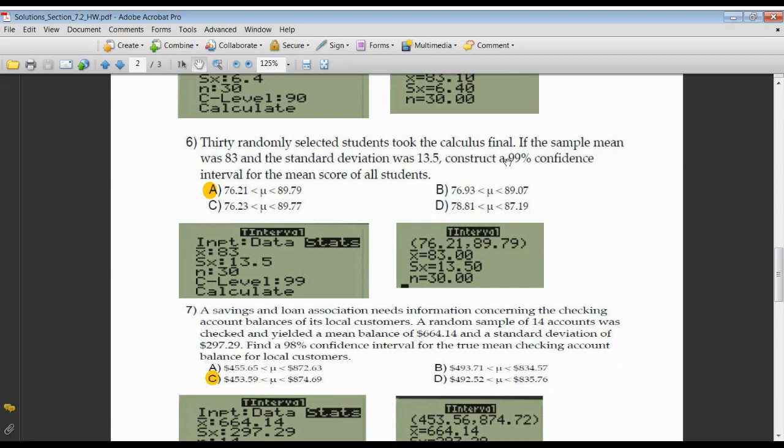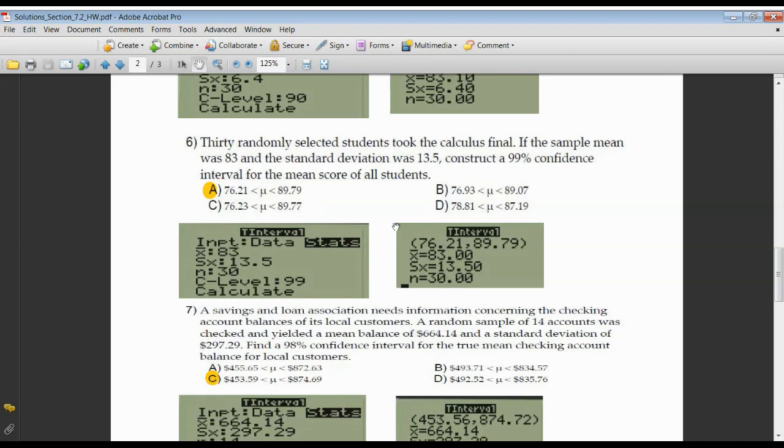Number 6, once again, you know everything. You're just putting in the values. The mean, the standard deviation of 13.5, n is given to you as 30. It says it right here, 30 randomly selected students. And you're working with a 99% confidence interval. Put the numbers in. Here again, spot on.